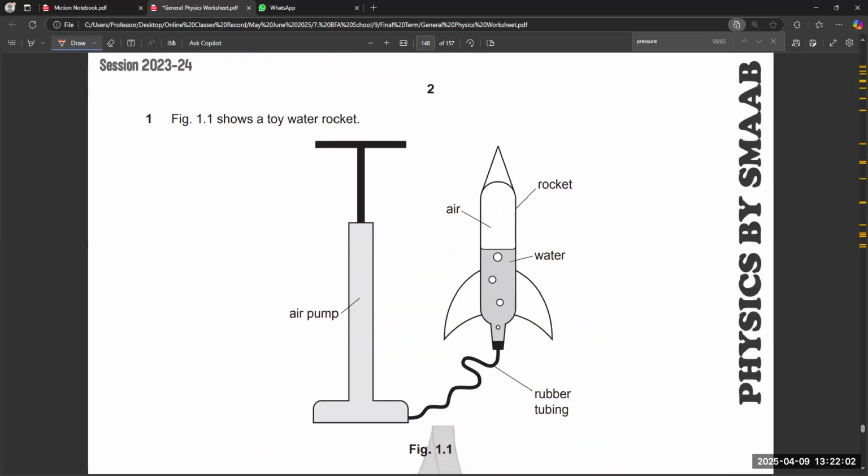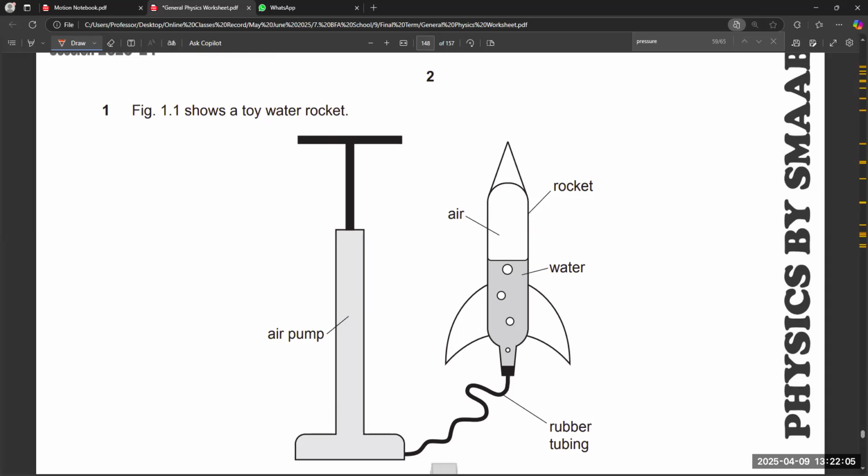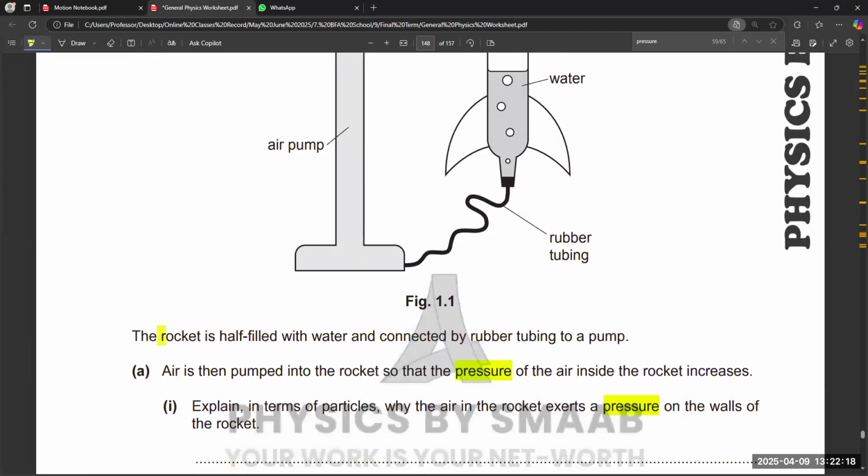Okay, this is one more question related to the pressure. In this question, we have to answer with theoretical reasons because no calculation is required. It shows a toy water rocket, and the rocket is half filled with water and connected by a rubber tubing to a pump. Air is then pumped into the rocket so that the pressure of the air inside the rocket increases. Explain in terms of particles why the air in the rocket exerts a pressure on the walls of the rocket.